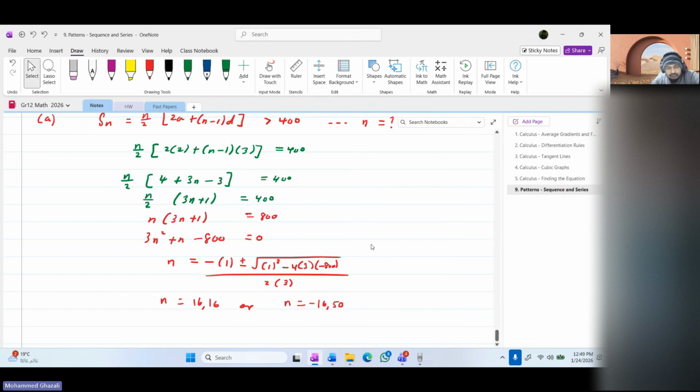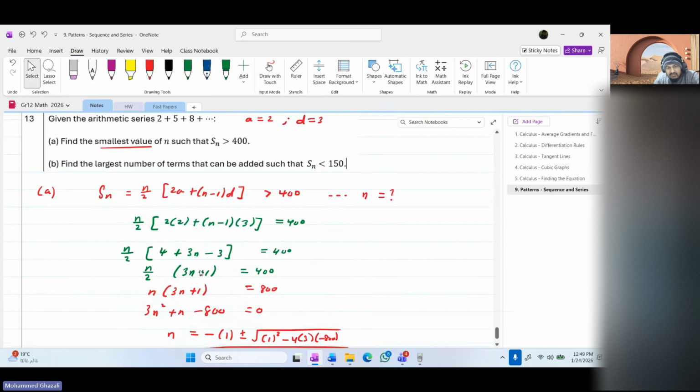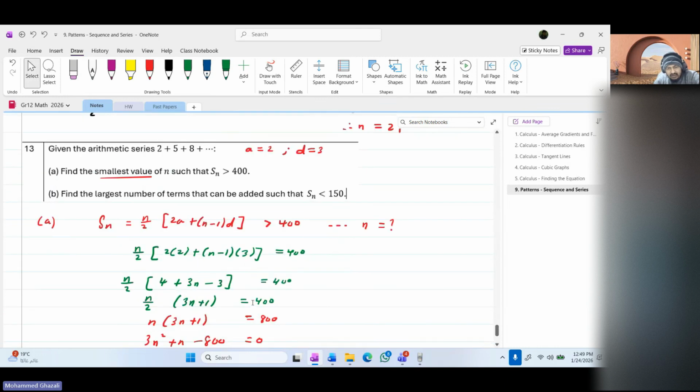Right, now you can clearly see you're going to reject this one. Now this one you have to round up because it's a greater than inequality. So n is equal to 17. Now, how do we know n equals 17 works? Let's see what was the simplified form. It was equal to 400.